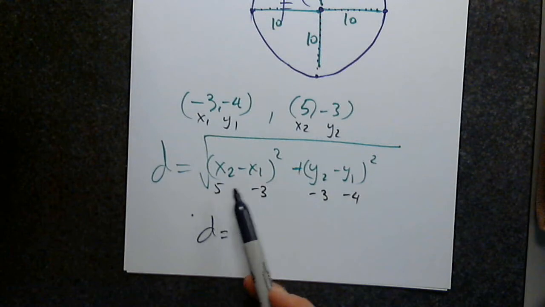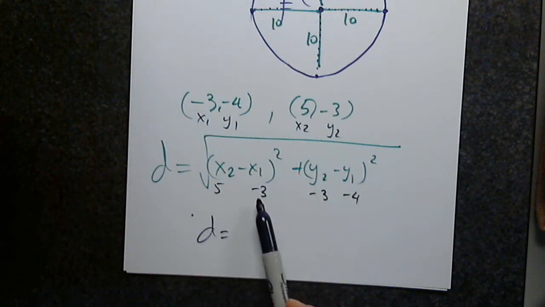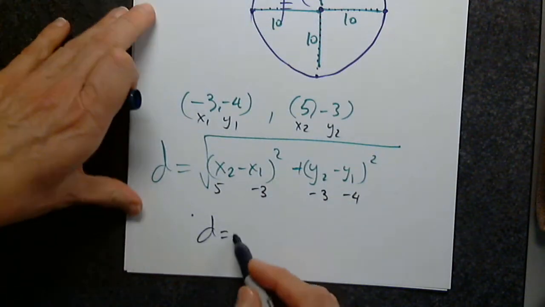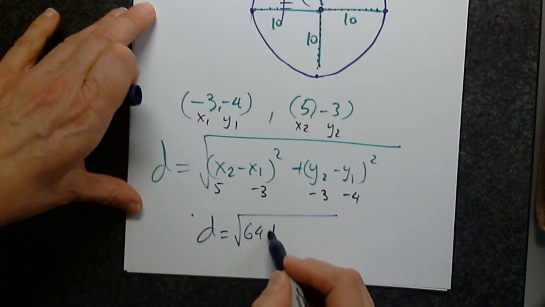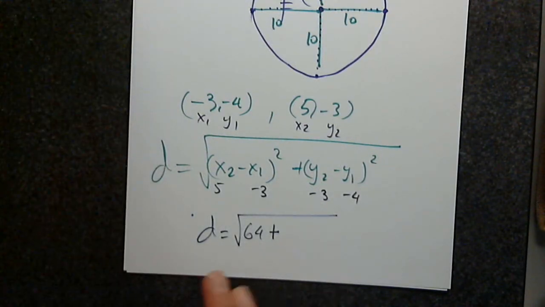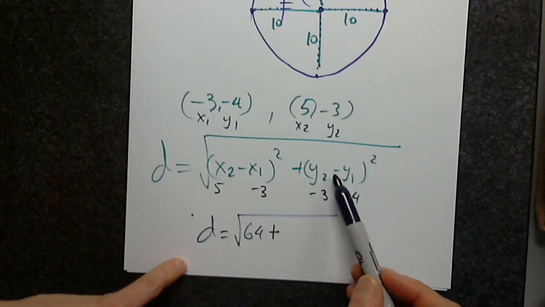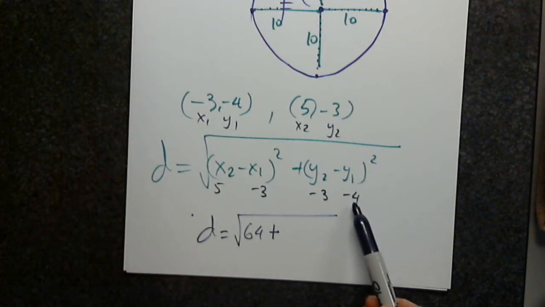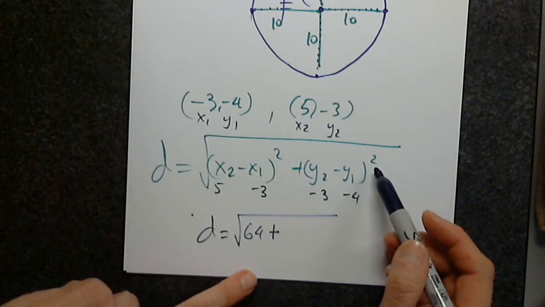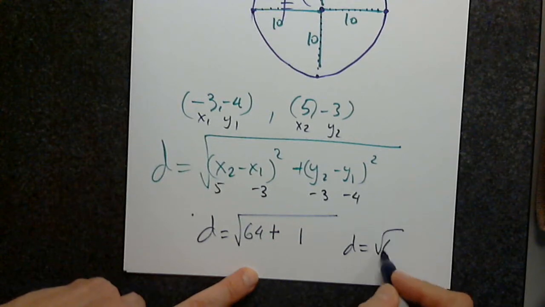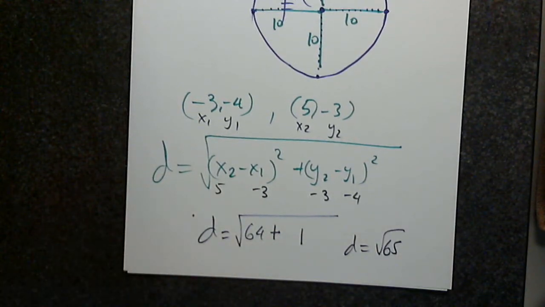How much is 5 minus -3? It's 8. 8 squared is 64. Don't forget the plus. Nothing underneath here can be negative because you're squaring everything. -3 minus -4 is 1. Excellent. 1 squared is 1. So the distance is the square root of 65, and you cannot do anything to it. That's the exact answer. If you approximate it, you take the square root, then it's not going to be exact anymore. That's what I meant. I have a question.